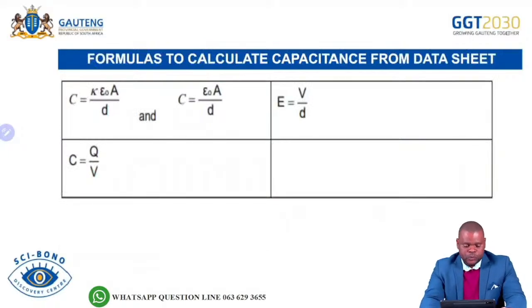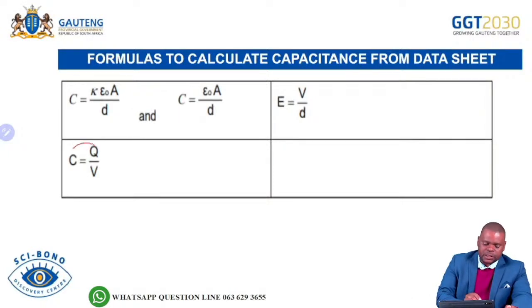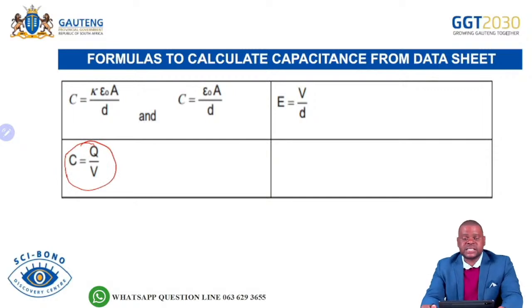We continue. What you see here are the formulas that we'll be using to calculate what? Capacitance. Are we together, grade 12? And these formulas come from the exam guideline. We didn't think them up by ourselves. The first one, let's look at this one here, which says C equals Q over V. That means in this formula, to calculate capacitance, you need a charge and a voltage. Are we together, grade 12?